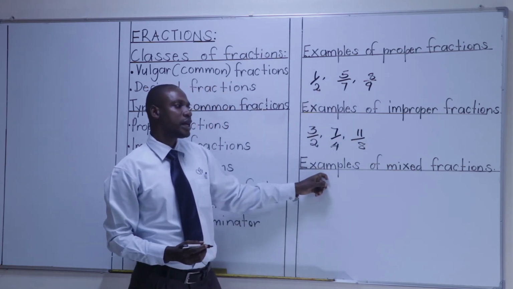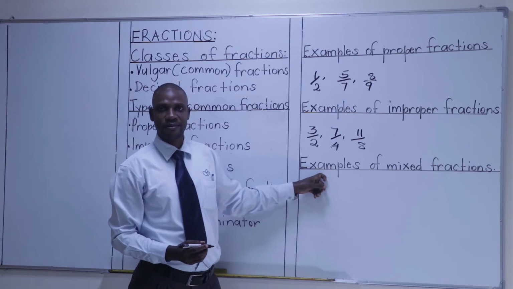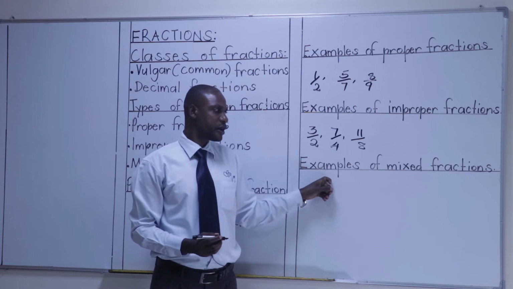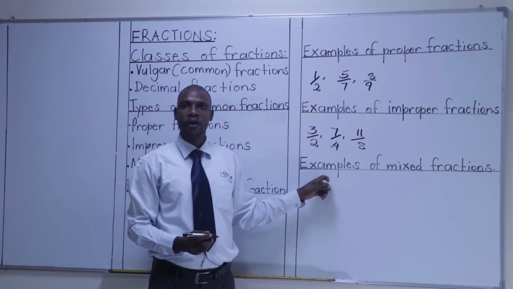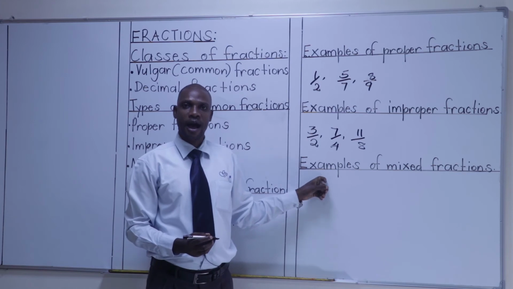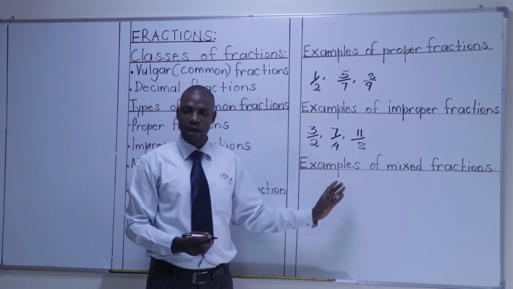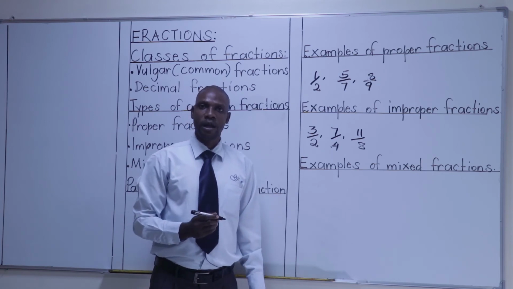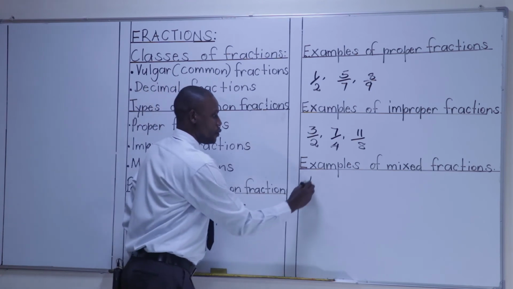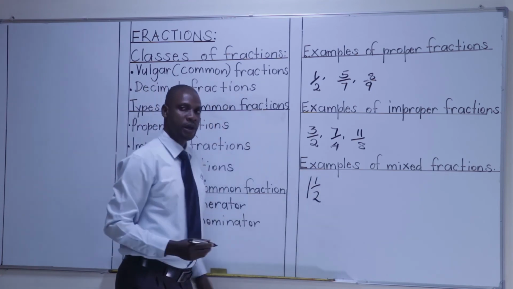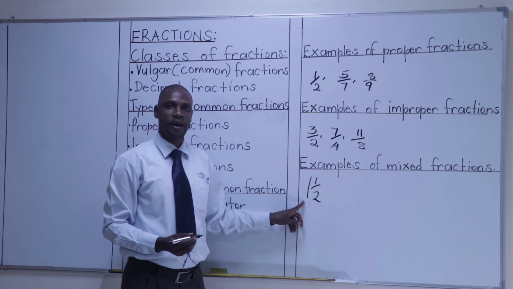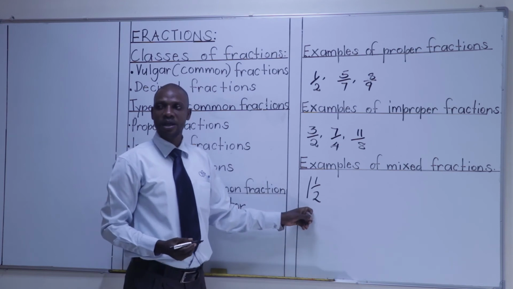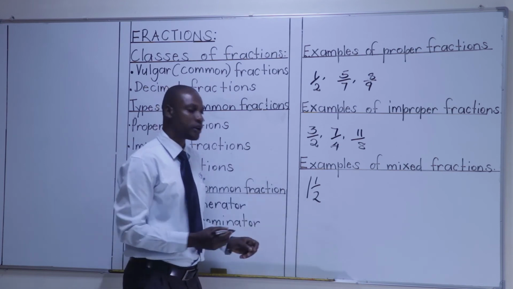Let's move on and look at examples of mixed fractions. But what do we mean by a mixed fraction? A mixed fraction is a fraction where we have a whole number and a proper fraction. When we get a whole number, we combine it with a proper fraction, we make a mixed fraction. Look at this example. 1.5. 1 is a whole number. A half is a proper fraction. When we combine, we get a mixed fraction. So this one is a mixed fraction.